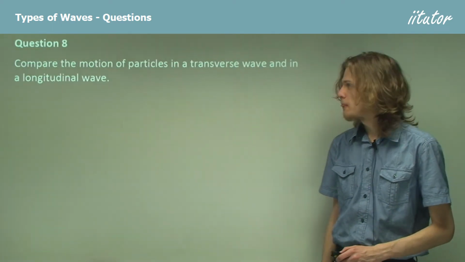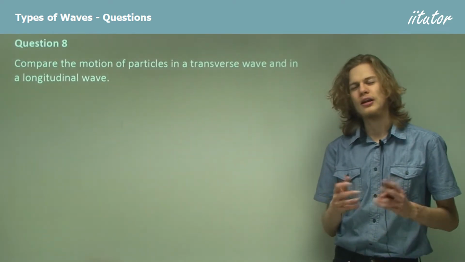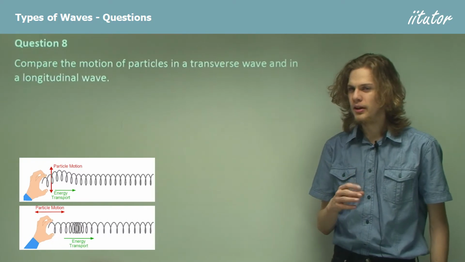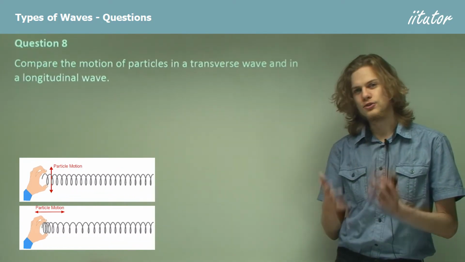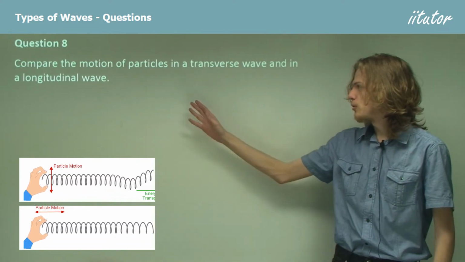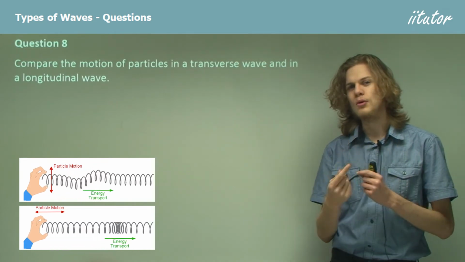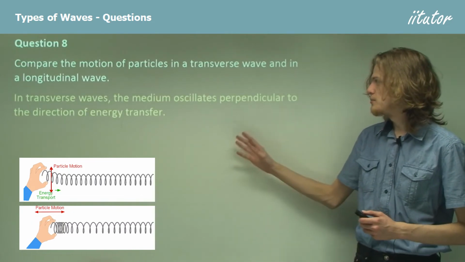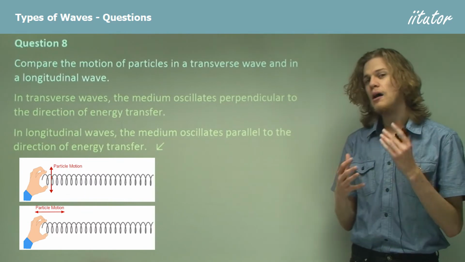Question 8. Compare the motion of particles in a transverse wave to the motion of particles in a longitudinal wave. Now, can you remember the difference between these two? In a transverse wave, the particles will vibrate in a transverse direction to the wave's motion, which means perpendicular, and for a longitudinal wave, they'll vibrate in a direction that is longitudinal to the wave's motion, which means in the same direction.